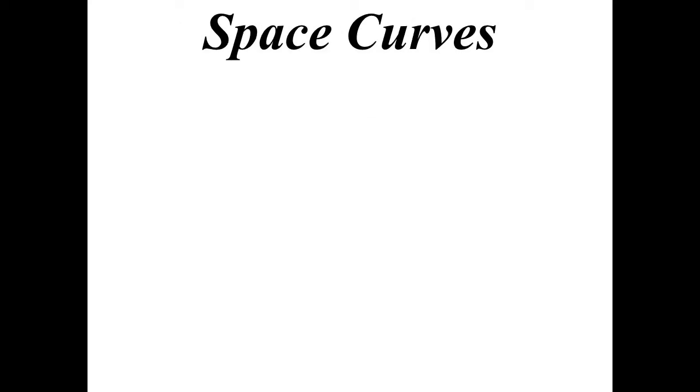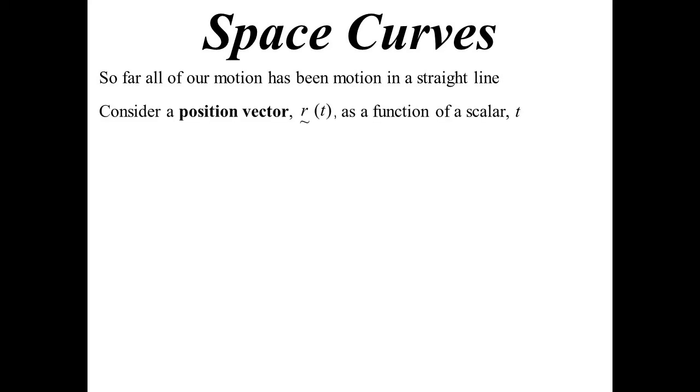We're going to talk about space curves. So as I was saying, all of our motion's been in a straight line so far, but obviously motion doesn't always happen in a straight line. So what we do is we consider the position vector, and it's going to be some function, right? But the scalar t is what we'll substitute in. And t will, of course, be time for our purposes when we're talking about motion. So there's our vector there.